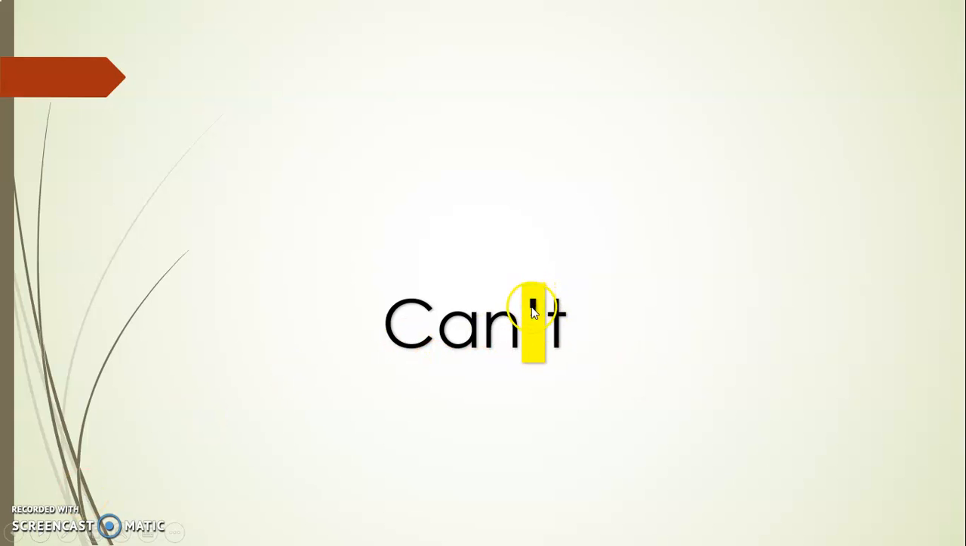Now this little dash that's here is called an apostrophe. That takes the place of a letter in one of the words. So in this case, it's replacing the O. So can't: can, not.